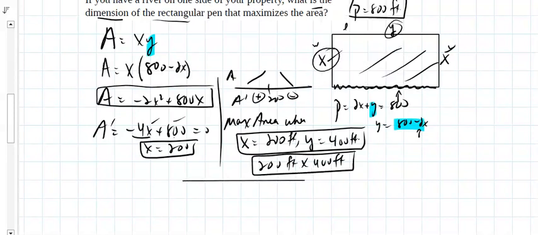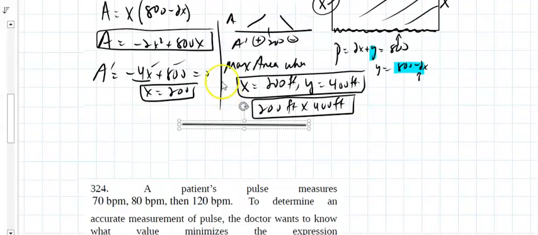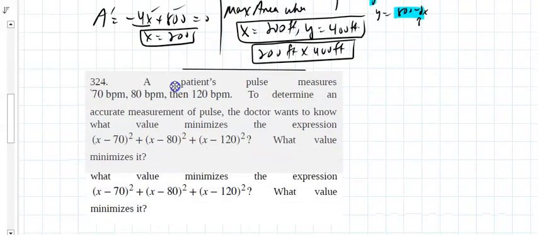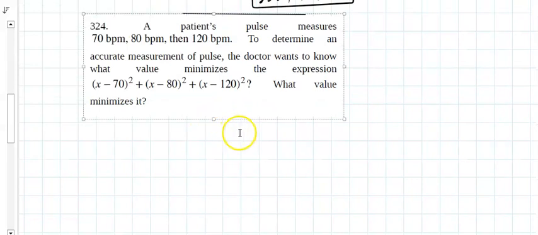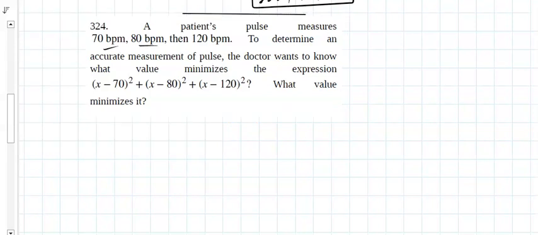So again, coming up with the equation turns out to be the challenge. Once you get the equation, we all know what to do. Here's another problem. A patient's pulse measured 70 beats per minute, 80 beats per minute, then 120 beats per minute. It's increasing. To determine an accurate measure of the pulse, the doctor wants to know what value minimizes this expression, call it E. So this expression, how do you come up with that equation? They gave it to us, so not an issue for now.